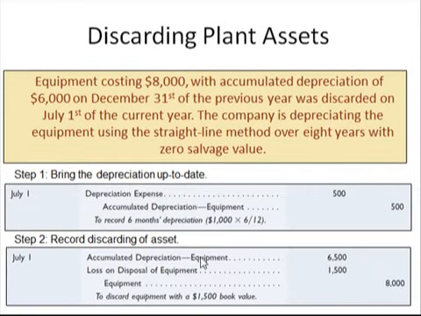First thing you're going to do is get rid of the accumulated depreciation, debit that for the $6,500 balance. Then I credit the equipment for whatever the balance is there, whatever we paid for it, and the difference tells you if there's a gain or a loss. There's a $1,500 difference here, and it has to be on the debit side, so it's a loss on disposal of equipment. The company got rid of the equipment and took a loss.